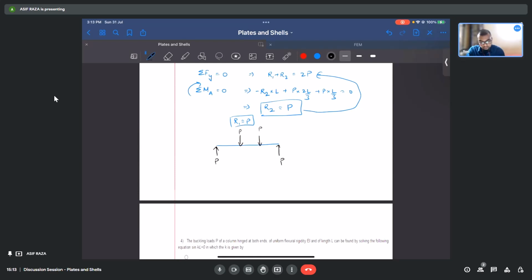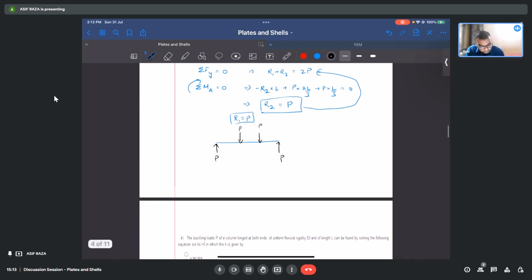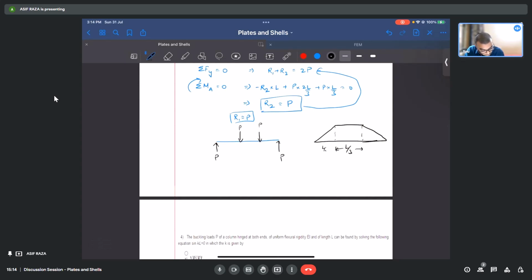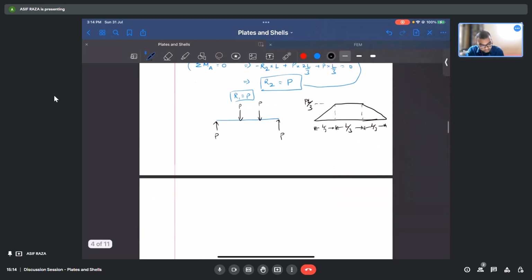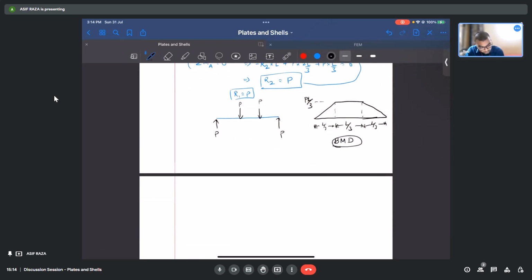So what will be its bending moment diagram? The bending moment diagram would be P, this is my region of L by 3, this is also L by 3, this is also L by 3, and the value would be PL by 3. This is my bending moment diagram. So the maximum bending moment is in this region.